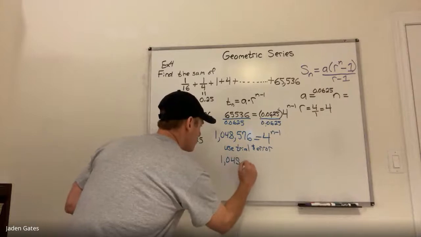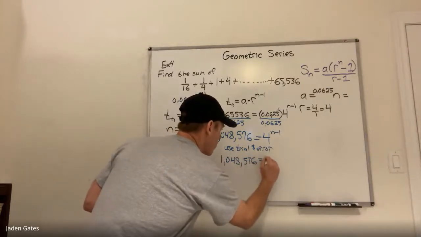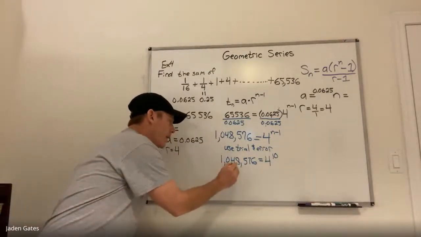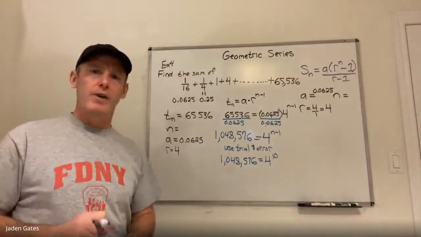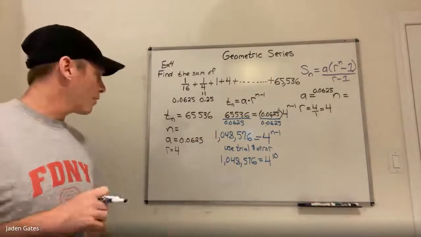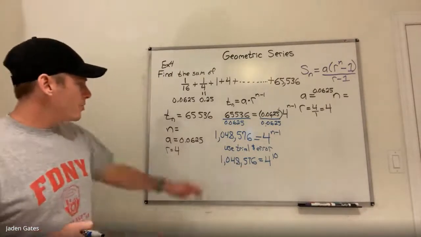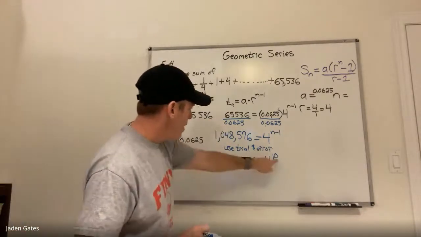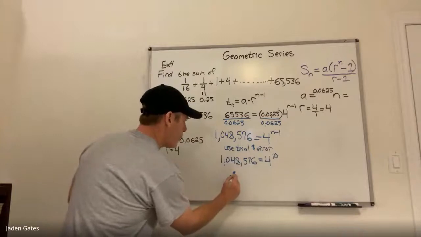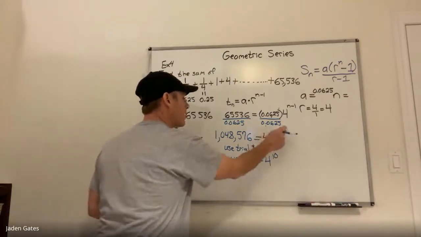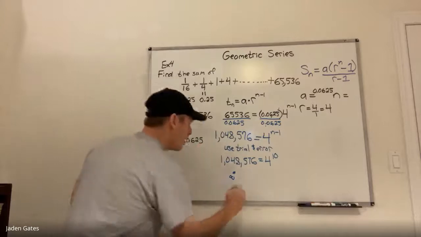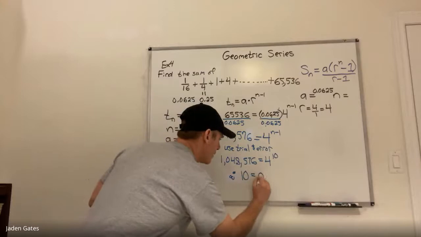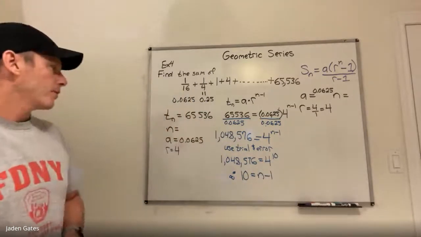Doing trial and error, I found that 4 to the power of 10 actually equals 1,048,576. I tried 4 to the power of 8, didn't work. 4 to the power of 9, didn't work. 4 to the power of 10, it matches. So now I take my 2 equations. If 4 to the power of 10 equals this, and 4 to the power of n minus 1 equals that big number, then I can match them up, where 10 is equal to n minus 1.